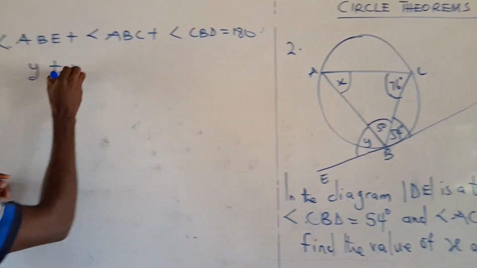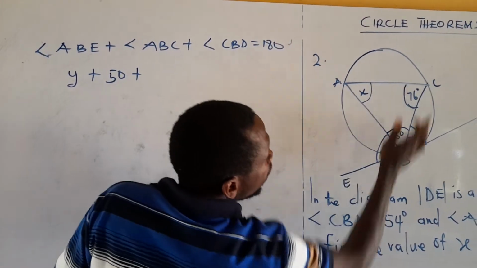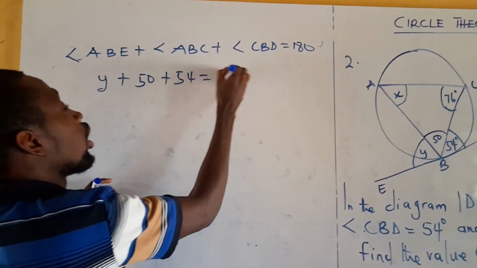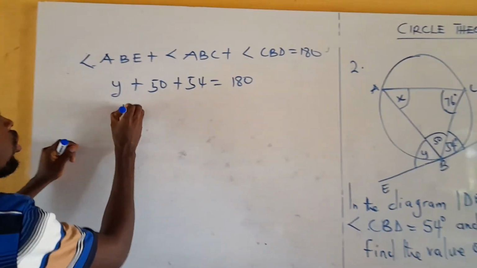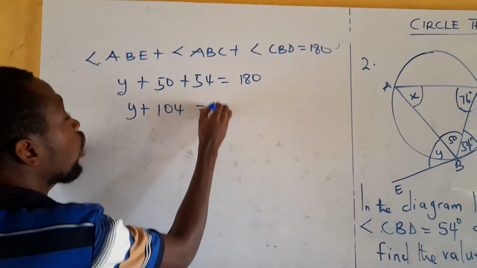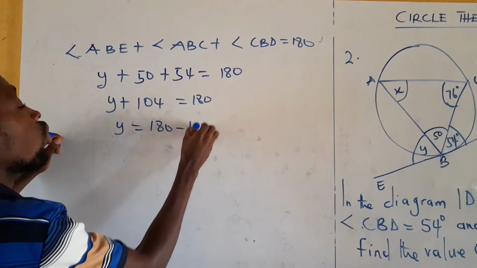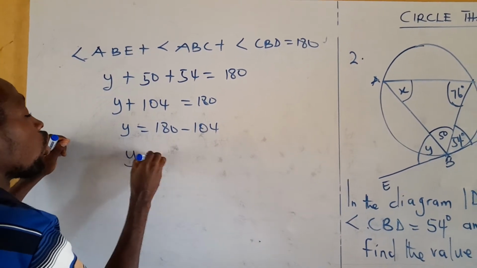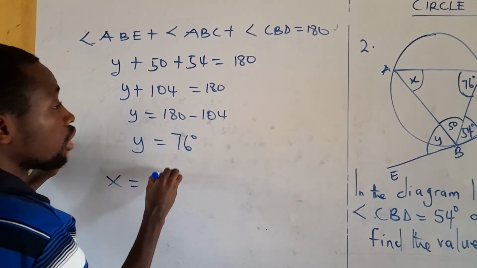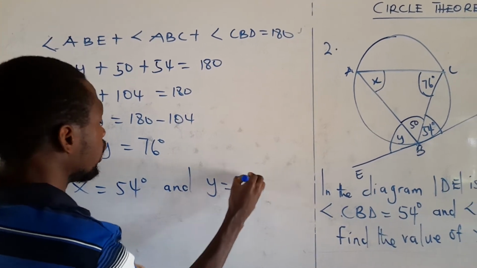So plus 50, then plus angle CBD, 54. Angles on a straight line will add up to 180 degrees. So y plus 50 plus 54, which is 104, will be equal to 180 degrees. So our y will be equal to 180 degrees minus 104. So y will be equal to 76 degrees. So we know x to be 54 degrees and y to be 76 degrees.